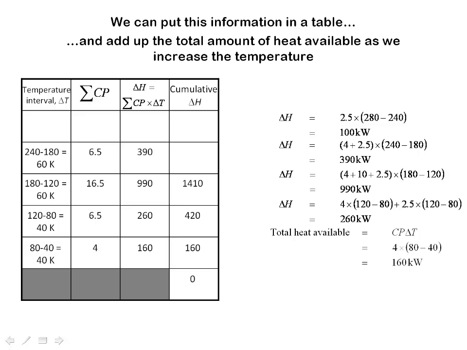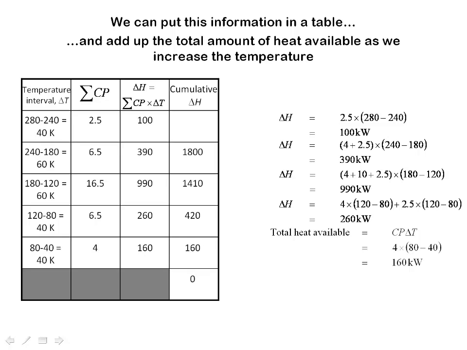Similarly, our next interval, again, the temperature change in this interval is 60 kelvins. The sum of the CPs, once again, was 6.5, giving us a total of 390 kilowatts in that range. Adding that to what we've got already, and we're up to 1800 kilowatts.